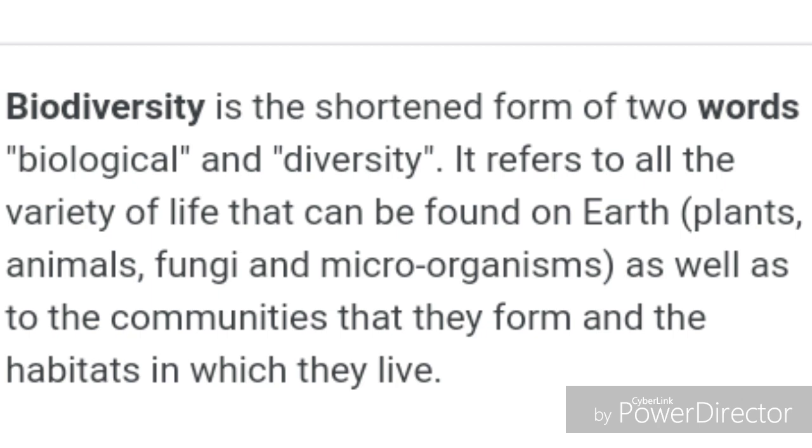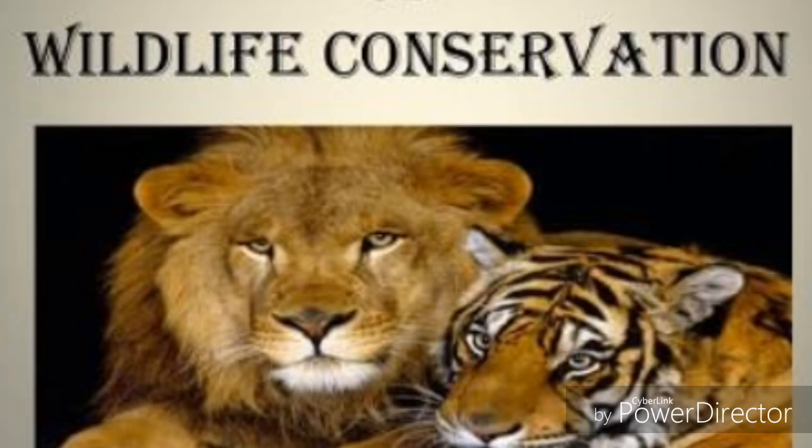Biodiversity is the shortened form of two words, biological and diversity. It refers to all the variety of life that can be found on Earth: plants, animals, fungi, and microorganisms, as well as the communities that they form and the habitats in which they live. Diversity in animals is more than plants, as animals are more evolved and they have the ability of locomotion.